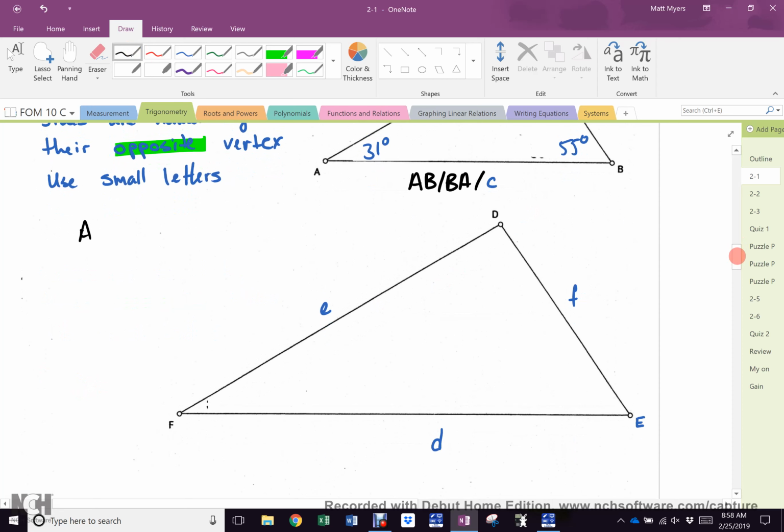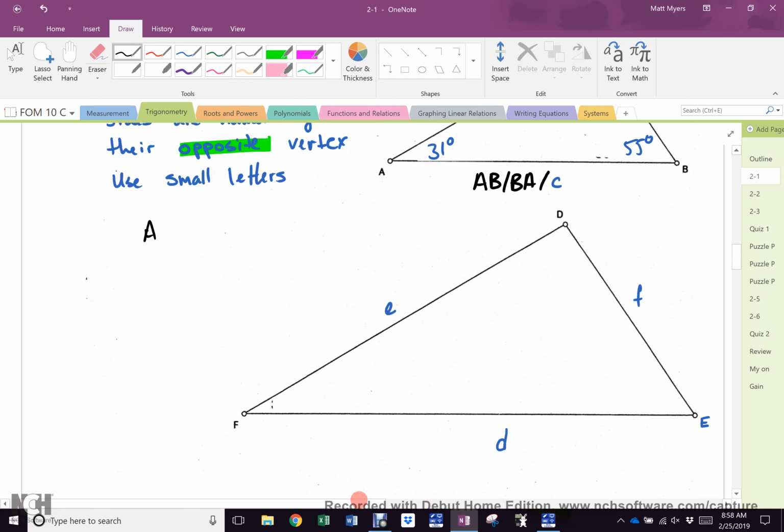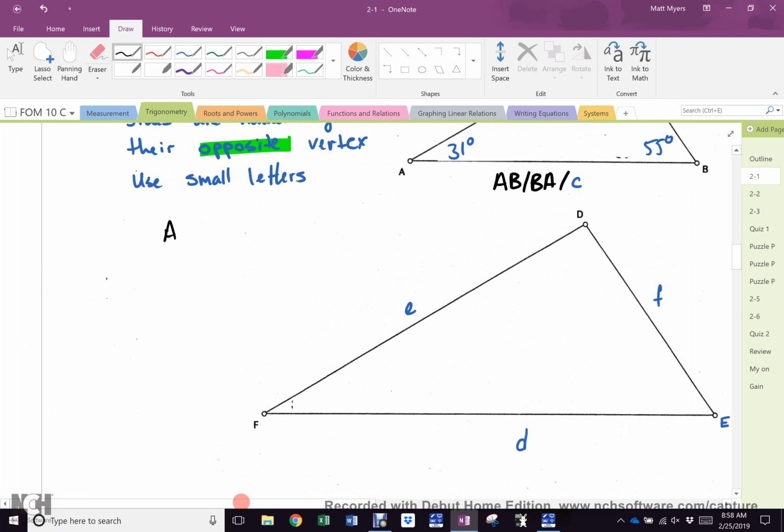Now, on this triangle, looking at angle F, what is angle F's value? 31. What is angle E's value? 55. What is angle D's value? Automatically. 94. Excellent.